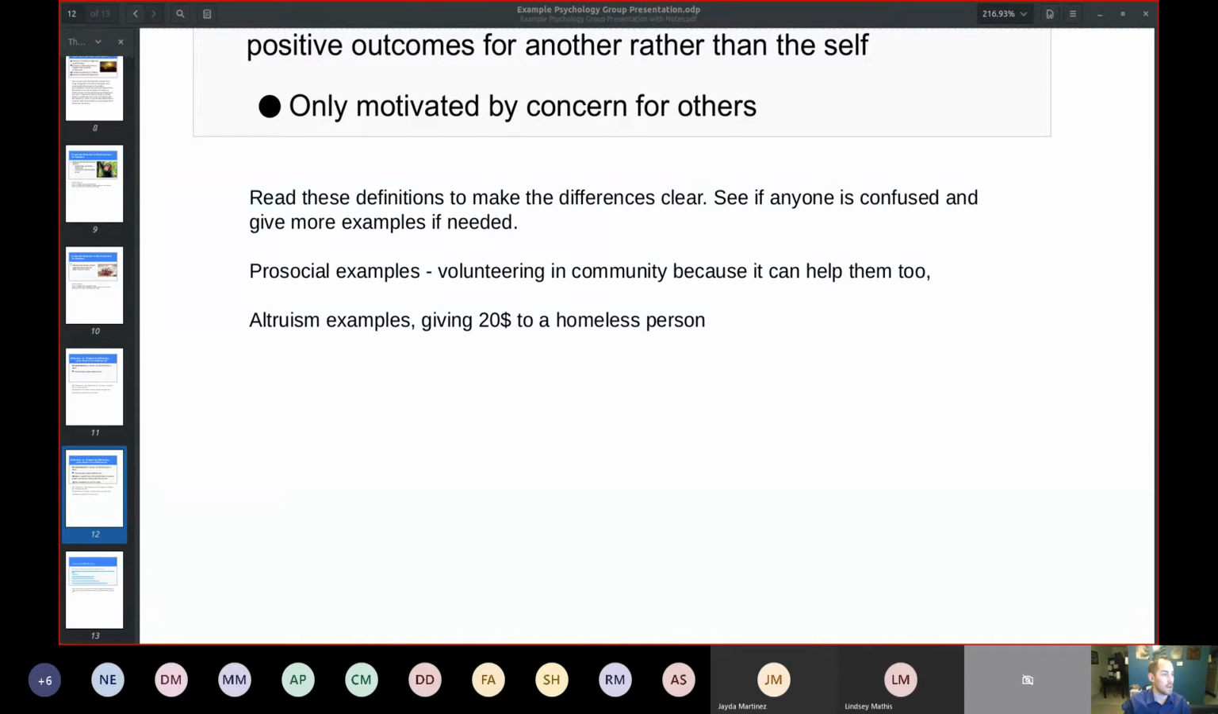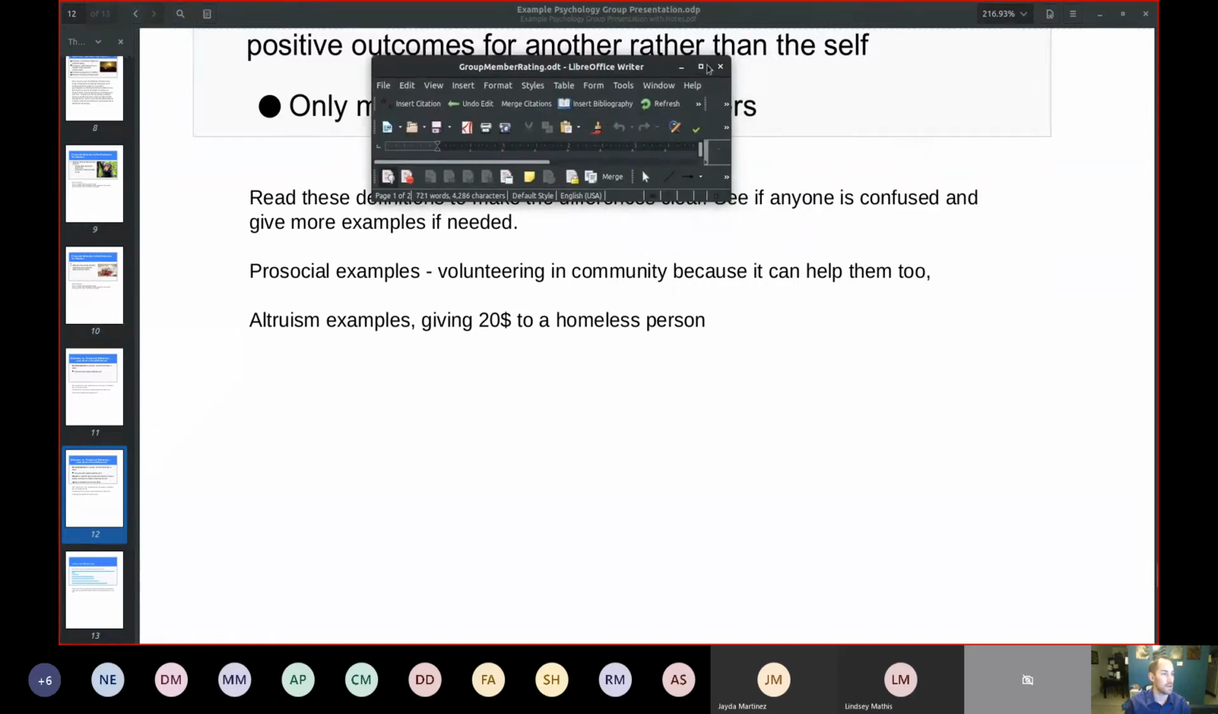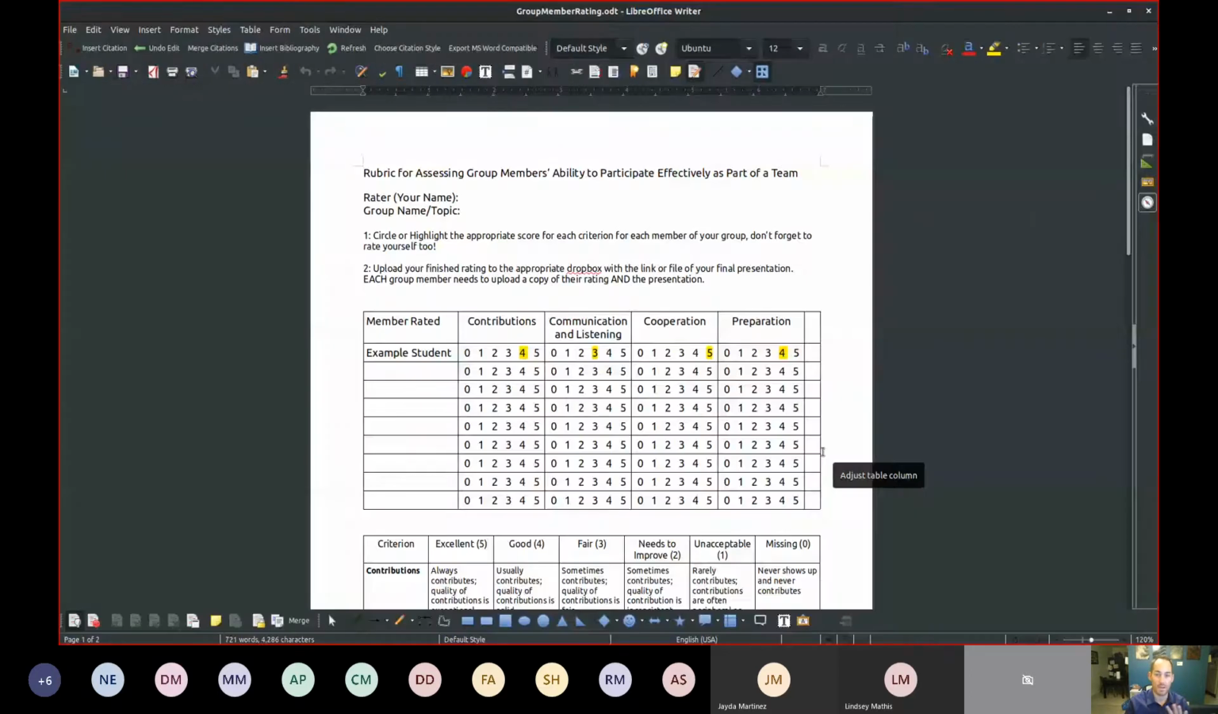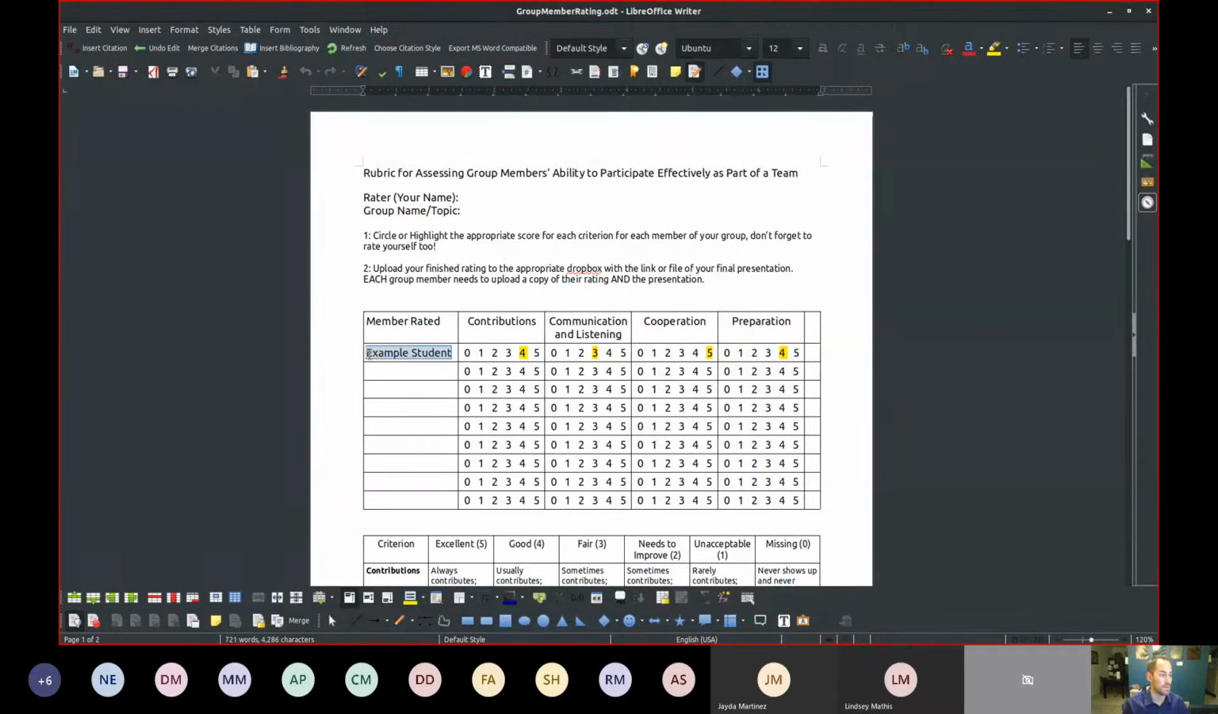Group member rating, that's it. Lots of things to open and show today. All right, so this is the document. This is already on Canvas. So essentially you will put your name here. So this is Ryan Riches.